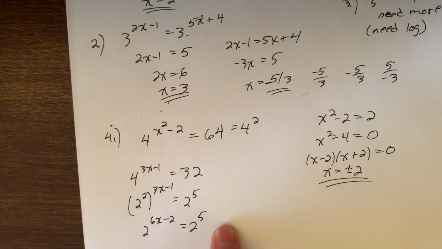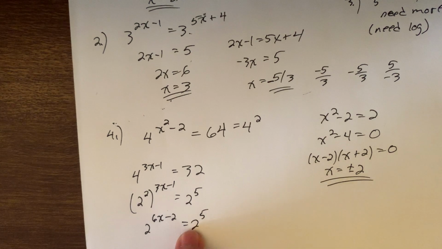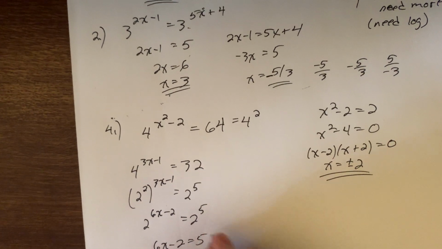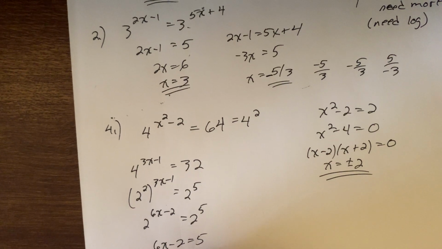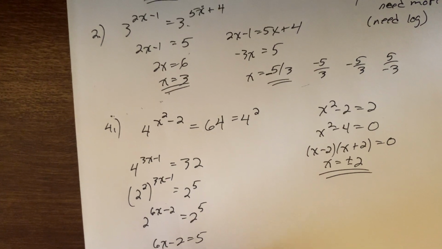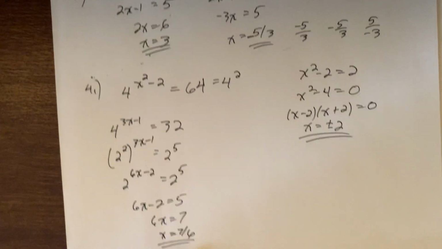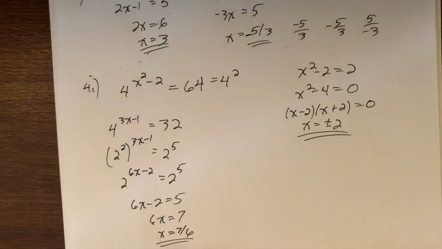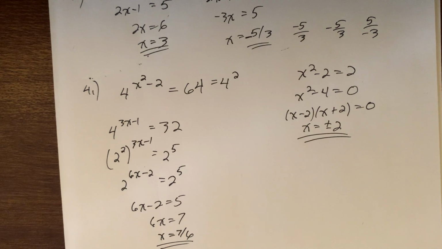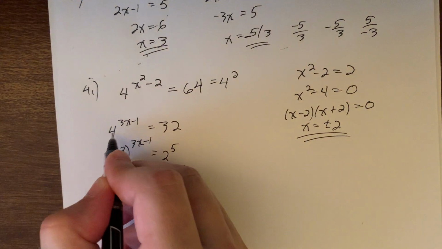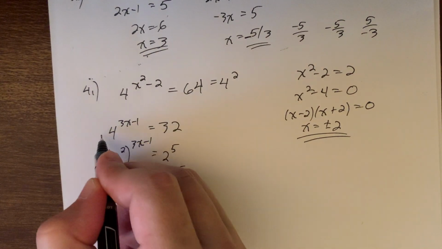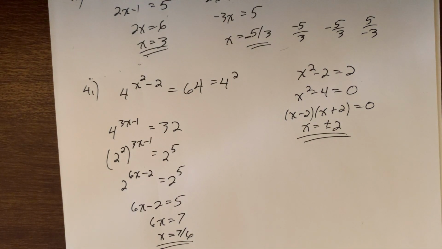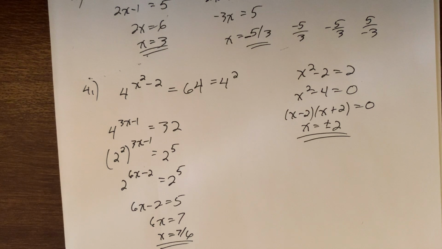And now we're back to a simpler case. Now I can finally get rid of those base 2's. 6x minus 2 equals 5. Add the 2, divide by 6, and we would get 7 over 6. So like I said, there are other exponential properties. I could have had a 4 times 4 to the 3x minus 1. You're multiplying, add the exponents together. So there's other little good practice that we'll get here.